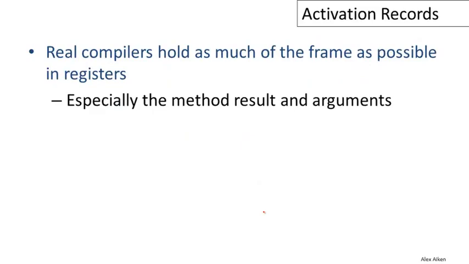And I know I also mentioned this before, but it's also an important point. In a production compiler, we would put as much of the frame contents as possible in registers. And in particular, there'd be a special effort to pass the method result and the method arguments in registers because those are accessed so frequently.